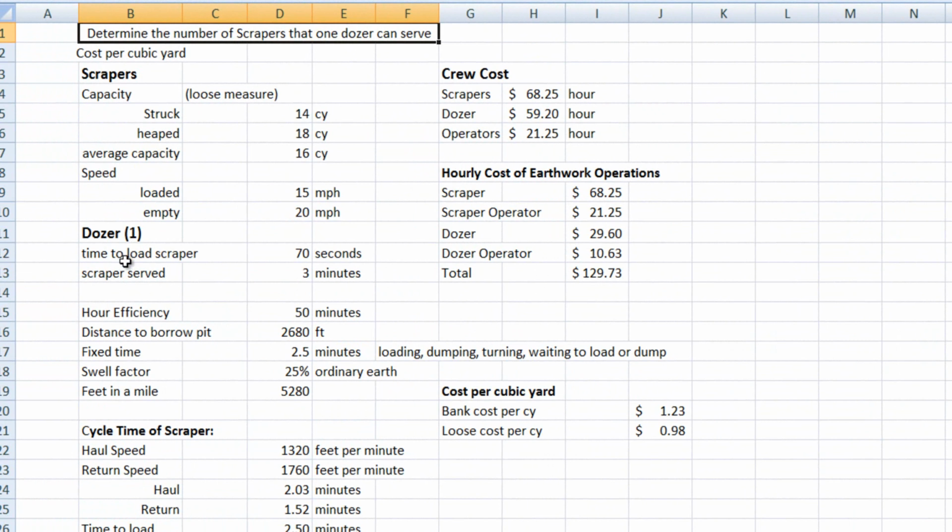So dozer, the time to load a scraper takes 70 seconds. The scraper is served in 3 minutes, in other words the dozer can do this in 3 minutes. They said 2.5 to 3 minutes. The hour efficiency, they also told us that we're going to be working 50 minute hours. Distance to the borrow pit, they gave us that, 2680, put it in there. Fixed time, 2.5 minutes, swell factor 25%, and then just for our purpose of the calculations, a mile is 5280.